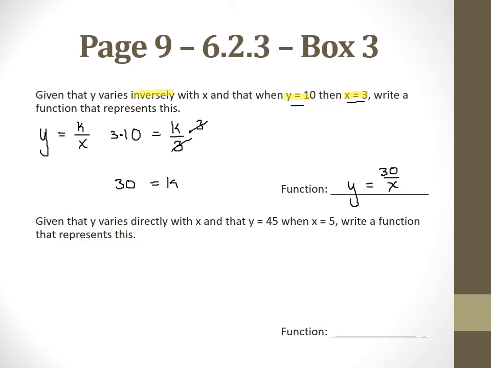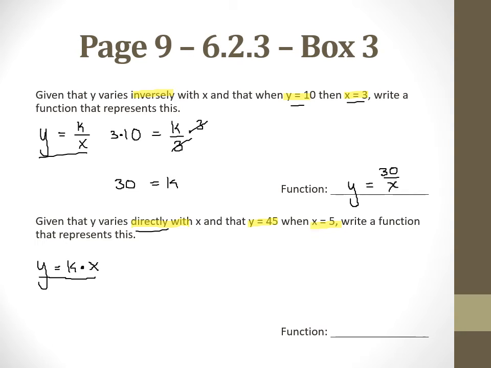In my next problem, I have that y varies directly with x and that y equals 45 when x equals 5. So since this one represents direct variation, I'm going to use the correct format that all direct variation equations have, which is y equals k times x. So inverse variation always has the form y equals k divided by x. Direct variation always has the form y equals k times x. And our step is still the same.